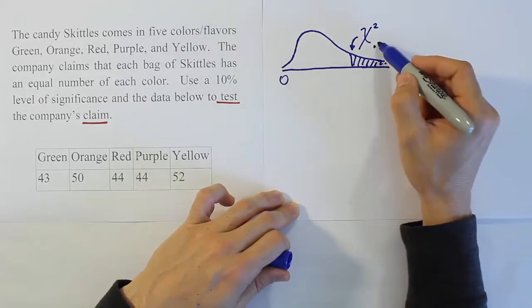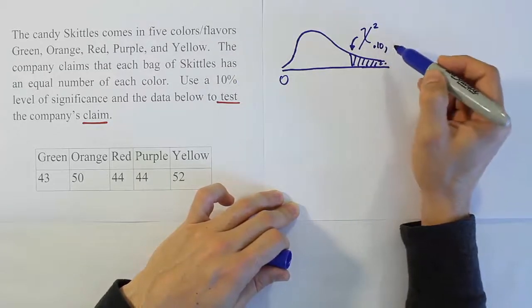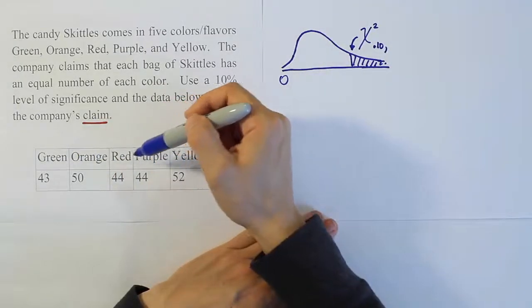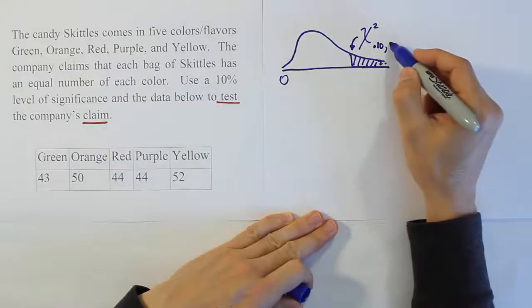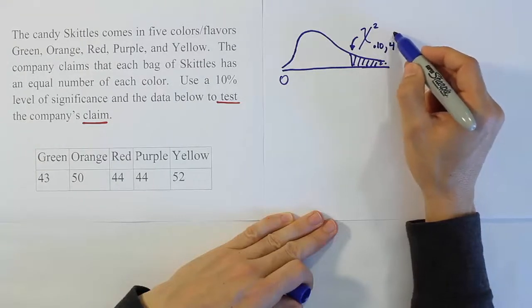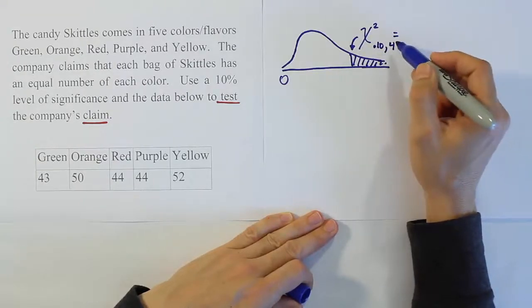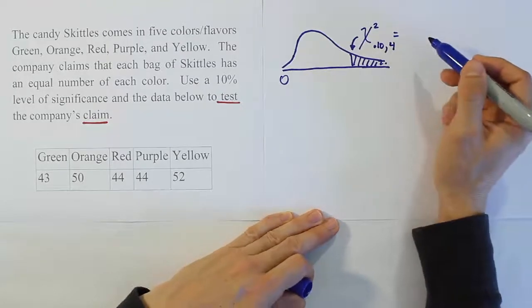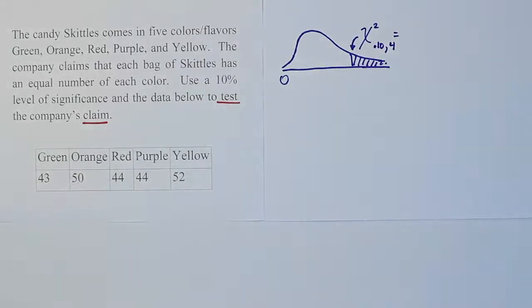Now, as far as the symbol, of course, it's chi-squared, and we're going to have the alpha, which is 10% here, so 0.10, and then we need the k-1 degrees of freedom. So the number of categories we have is 1, 2, 3, 4, 5, so 5 minus 1 is 4. This is the notation for our chi-squared critical value. Let's go to our table now, look up in the 10% column, 4 degrees of freedom, and we'll find our corresponding critical value.